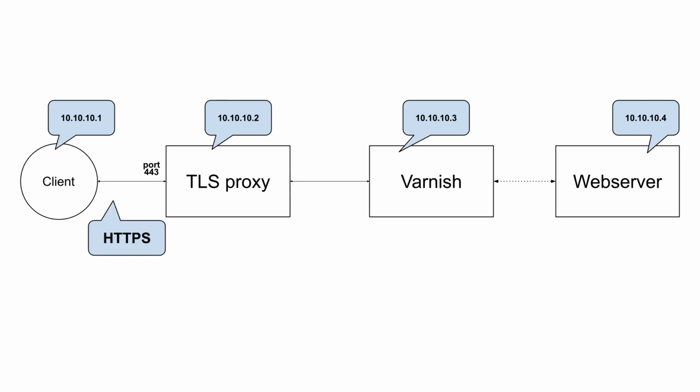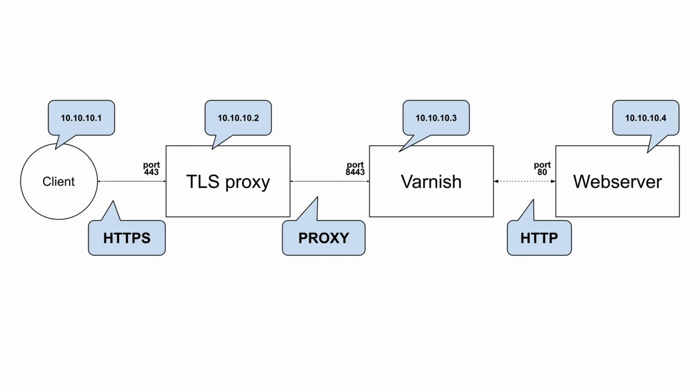Now, of course, there's protocol information there, so the client connects to the TLS proxy over HTTPS, which means using port 443. Varnish communicates with the TLS proxy over the proxy protocol, which we assigned port 84433 to. And of course, the communication between Varnish and the original web server is happening over port 80 over plain HTTP. Then you have the client ports as well thrown into the mix, and this information is also relevant.